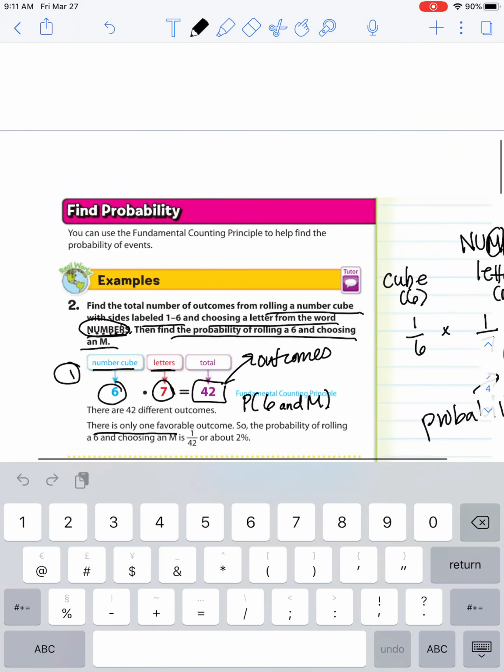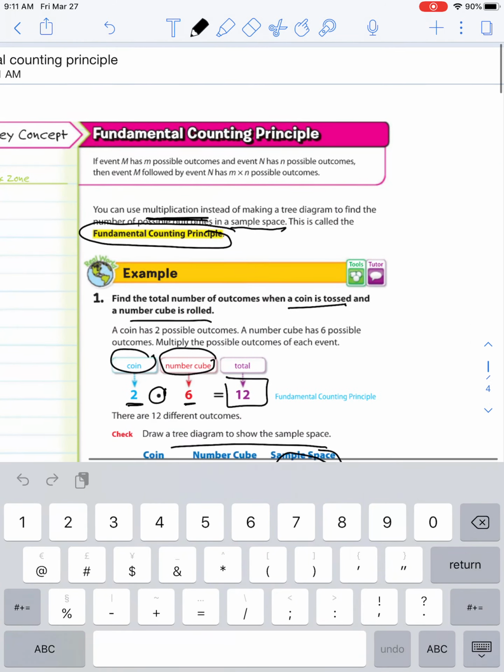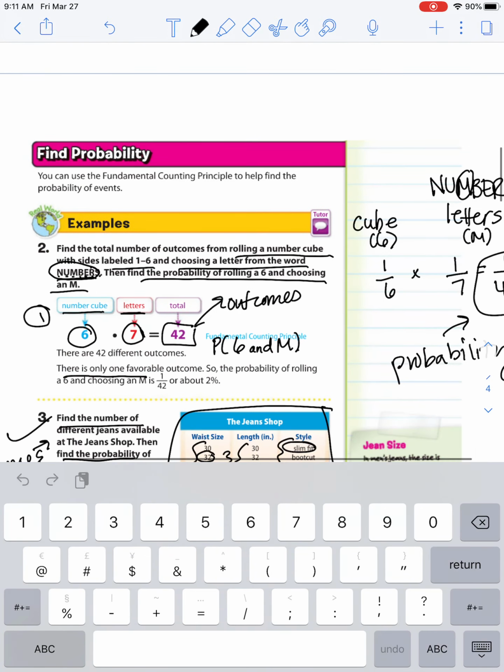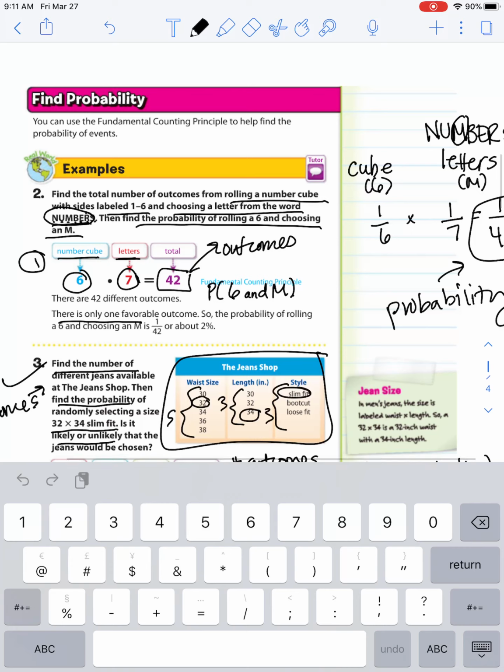So takeaways that you guys need to remember. Fundamental counting principle helps us find the number of outcomes, and all you need to do is multiply to figure that out. And then whenever it's asking for probability, that means that your answer needs to be a fraction.